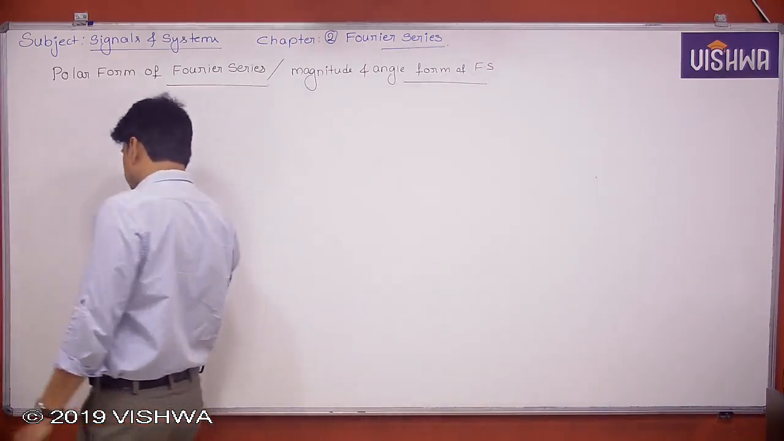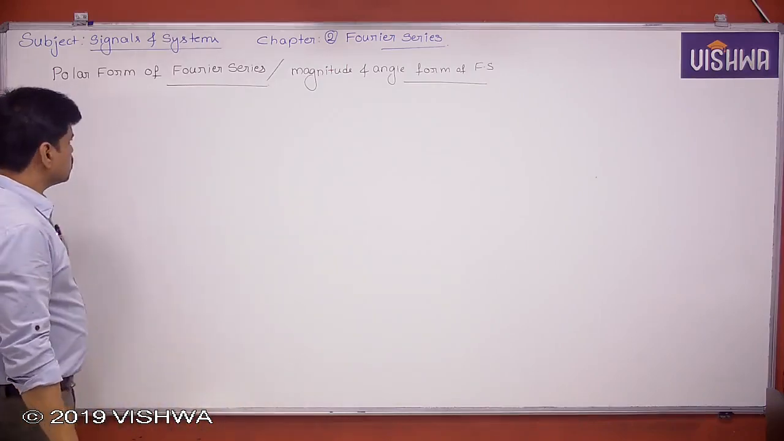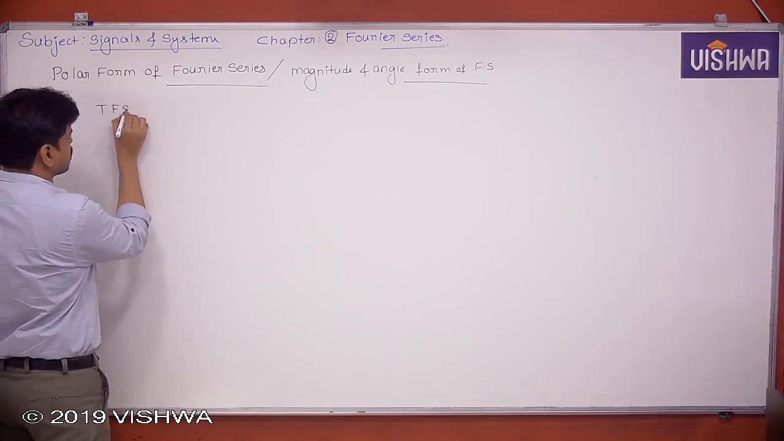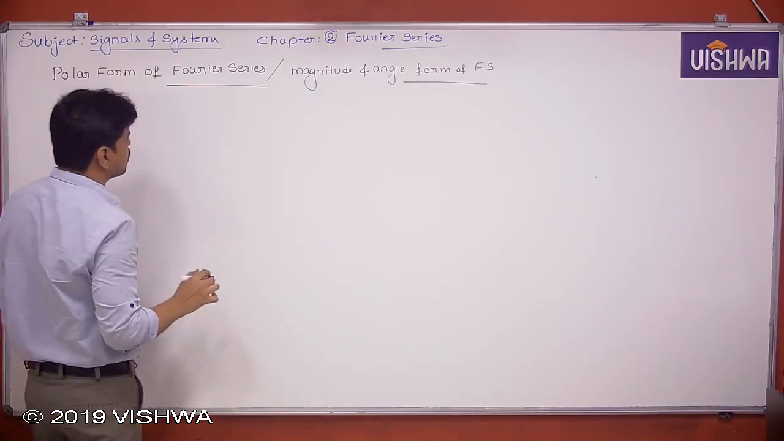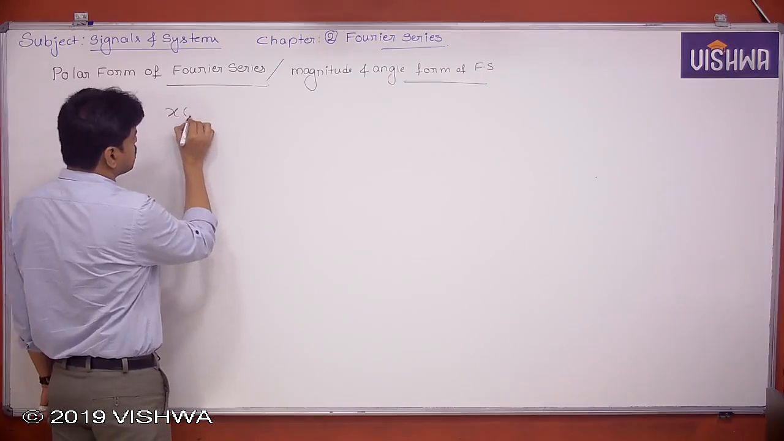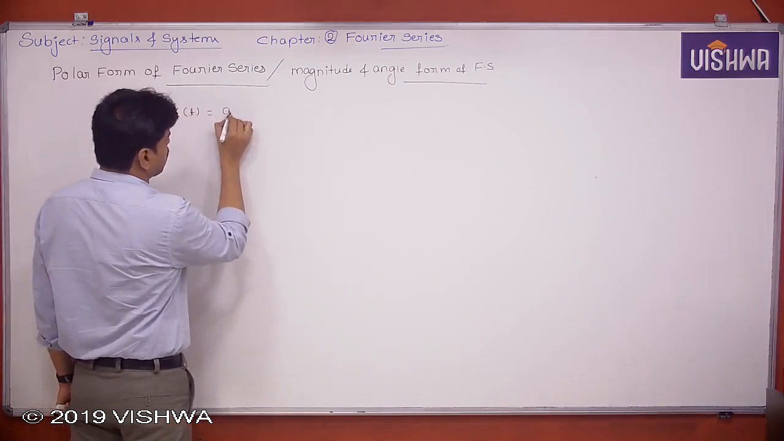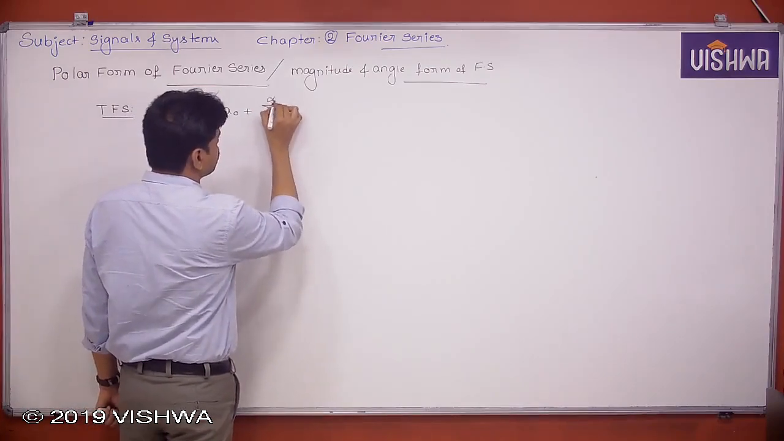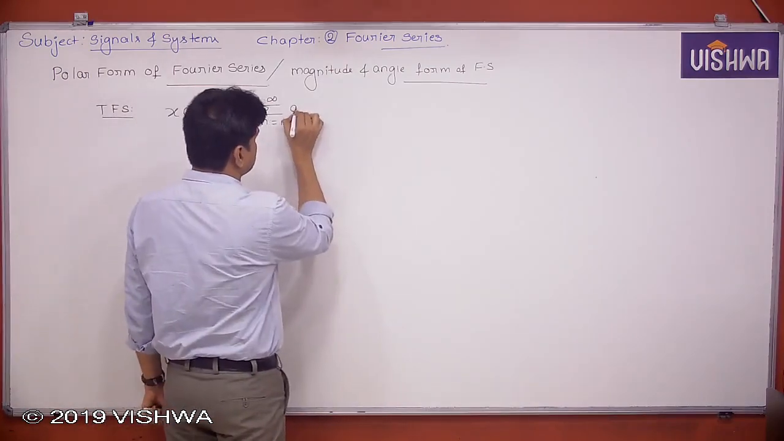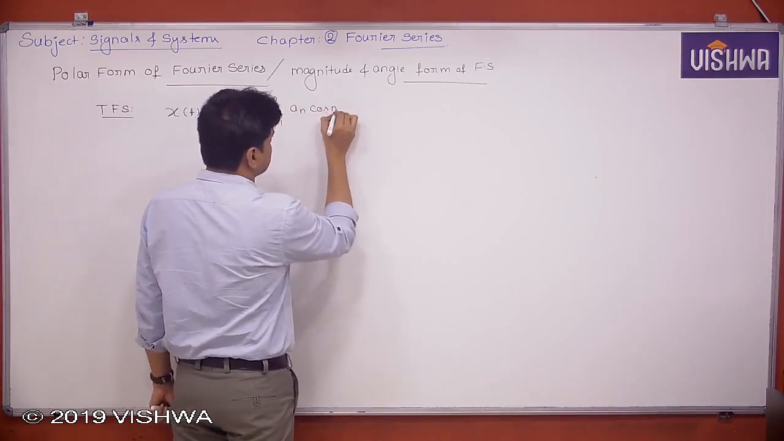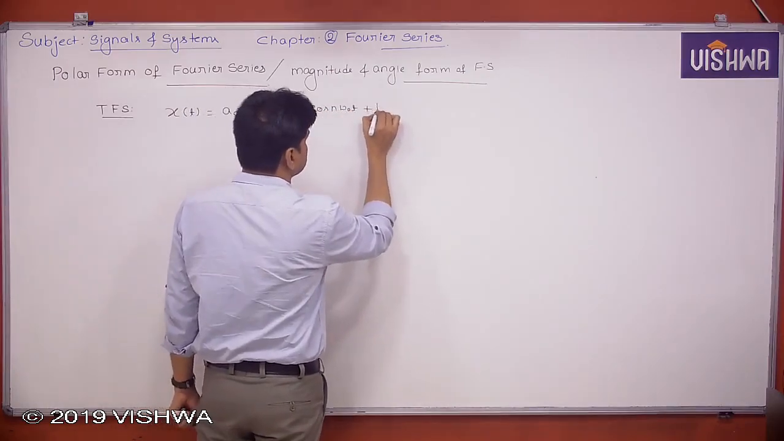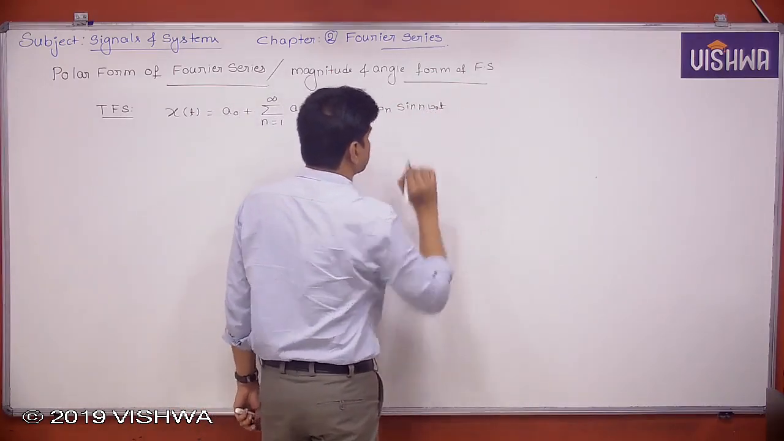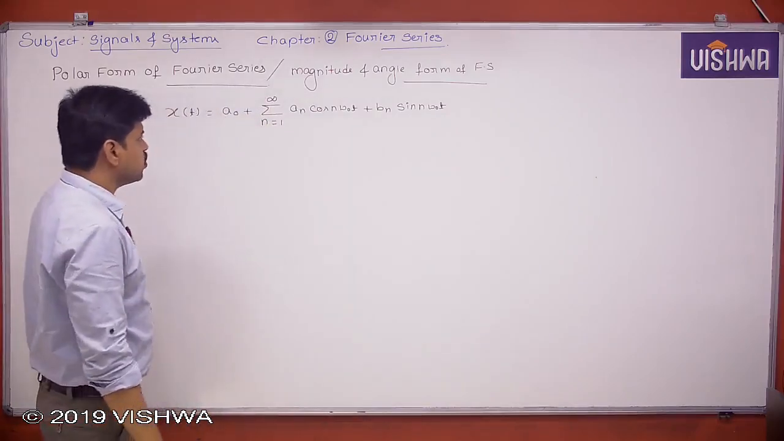Magnitude and angle form of Fourier series. So we know in trigonometric Fourier series, what is the trigonometric Fourier series? x of t is equal to a naught plus summation n is equal to 1 to infinity an cos n omega naught t plus bn sin n omega naught t. This is what we know.